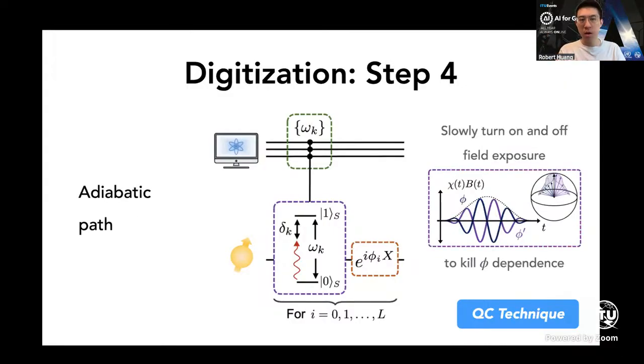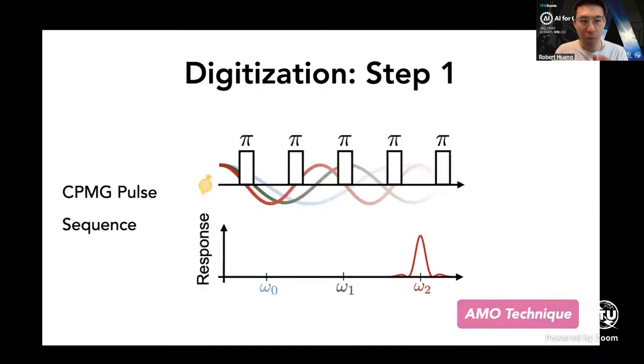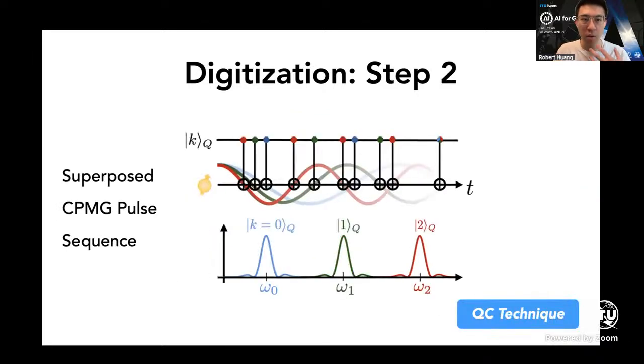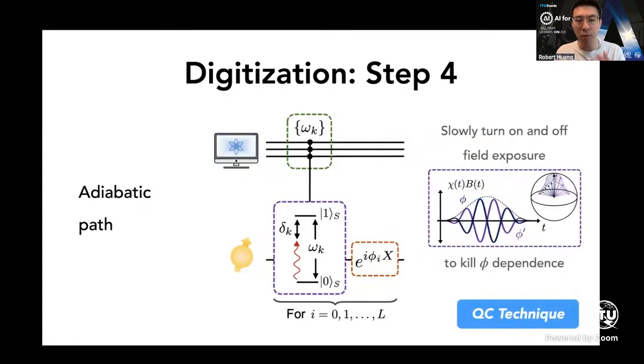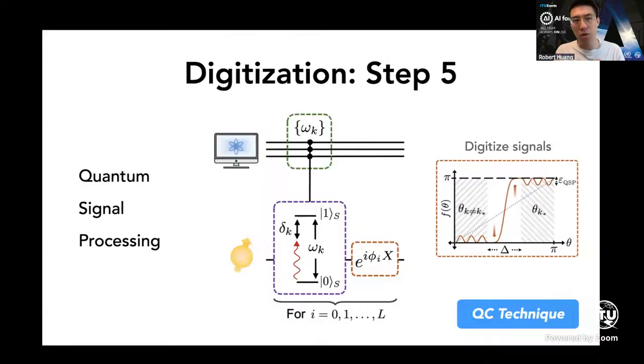So steps 1 and 2 give the interaction between the quantum computer and the sensor. So now when the sensor is sensing a signal, that signal can be back-acted and placed onto the quantum computer. And then steps 3 and 4 allow us to kill the time varyingness of the signal. And finally, step 5 allows us to turn an analog signal into a digitized signal by utilizing quantum signal processing.